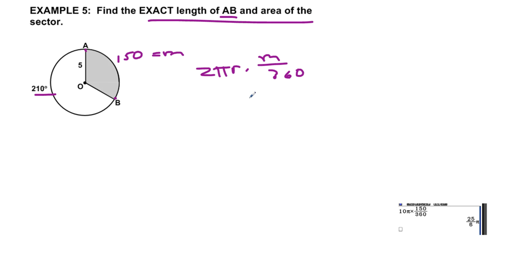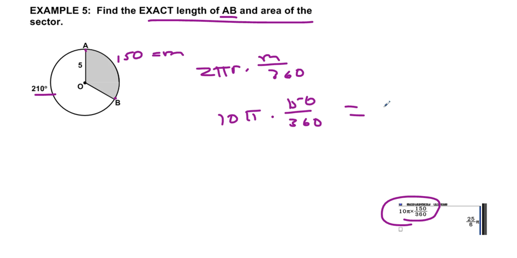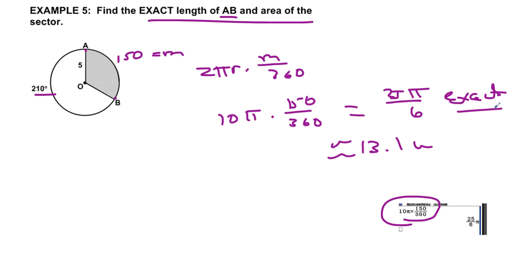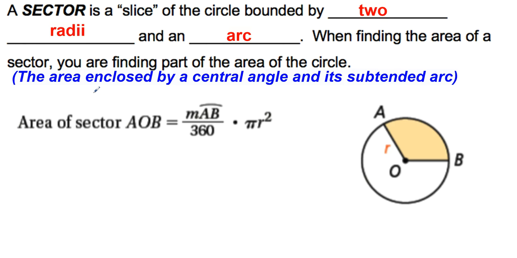I suggest always writing your formulas down. R goes to 5, so that's 10 pi times 150 over 360. And that's exactly what I put in the calculator right here. And I got 25 pi over 6. That's the exact. If I said approximate, or I didn't say anything at all, you get to choose. And that's going to be about 13.1 units. Okay? So this is, again, exact. All right? And you're going to work with the exact a lot in your future classes. A rounded answer would be hardly possible because they would likely be no-calculator courses.